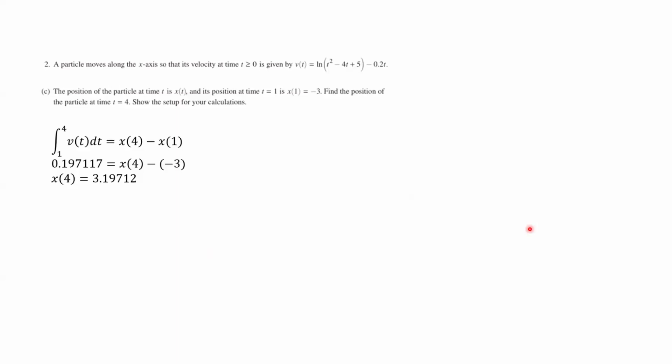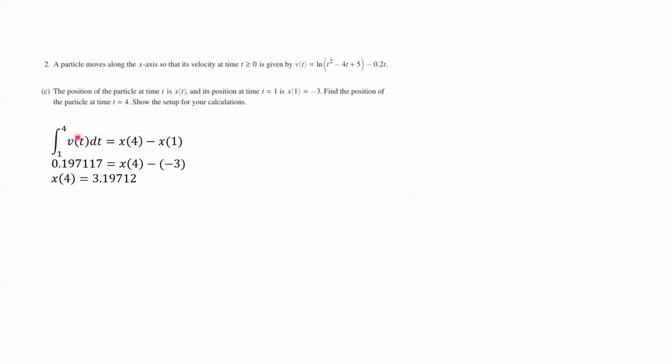The position of the particle at time t is x of t, and the position at time t equals 1, x of 1, is -3. Find the position of the particle at time t equals 4. Show the setup for your calculation. This is a classic definite integral setup. The integral from 1 to 4 of the velocity is equal to x of 4 minus x of 1, because the integral of velocity is the position, and position is x of t. So by the fundamental theorem of calculus, x of 4 minus x of 1.